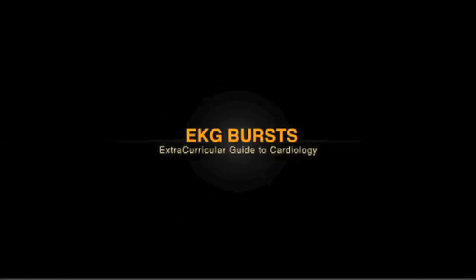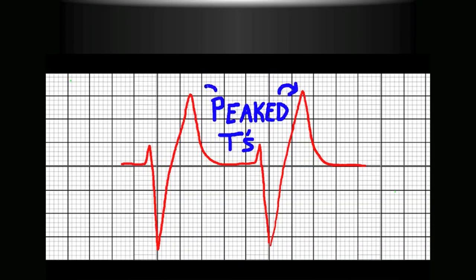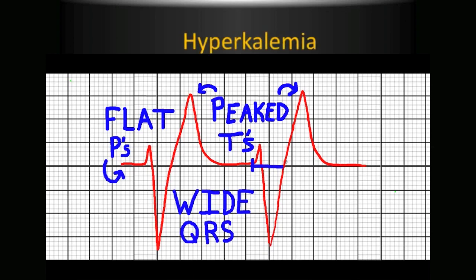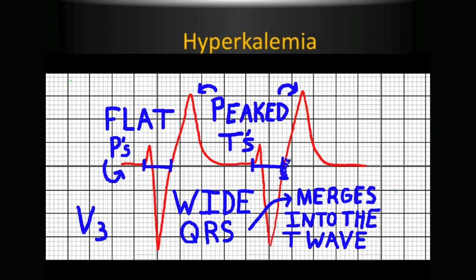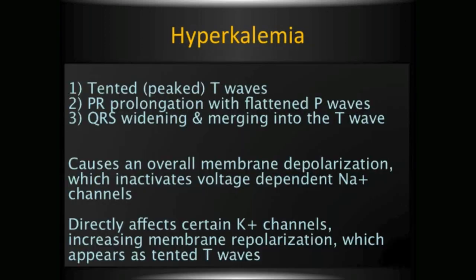EKG burst part 2: peaked T waves, prolonged PR interval with P wave flattening, and QRS widening with merging into the T wave are electrocardiographic findings consistent with this electrolyte abnormality. This is hyperkalemia. And why is this? Well, hyperkalemia causes an overall membrane depolarization which inactivates voltage-dependent sodium channels.